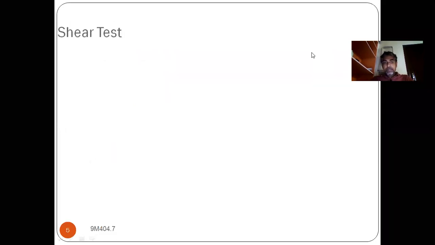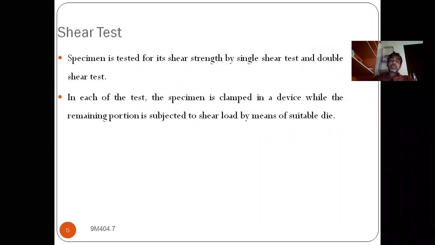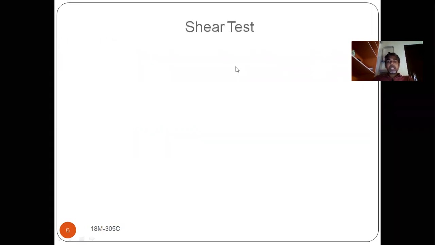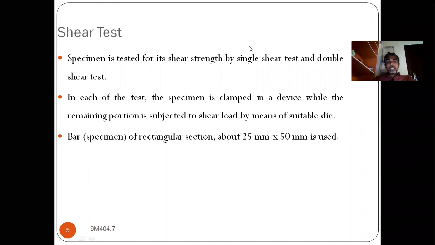Coming to the shear test: how to perform the shear test, what things we have to concentrate on, and how many types of shear tests there are. These things we will see here. The specimen is tested for its shear strength by a single or a double shear test. So we have two types of shear tests: the single shear test and the double shear test.